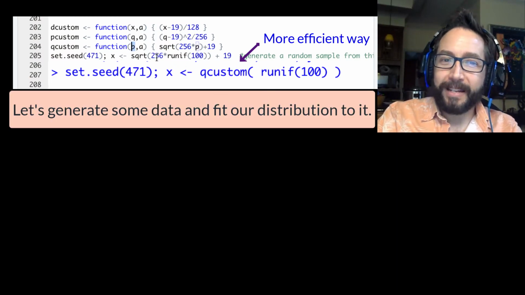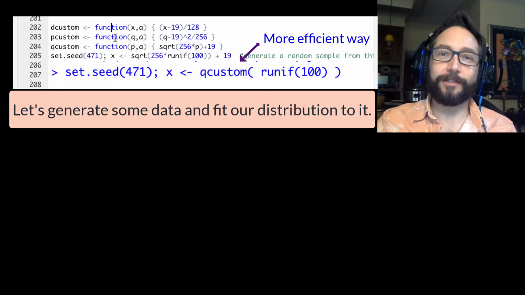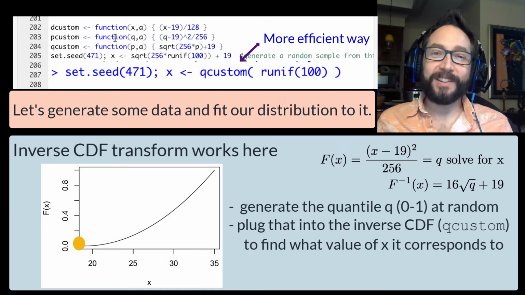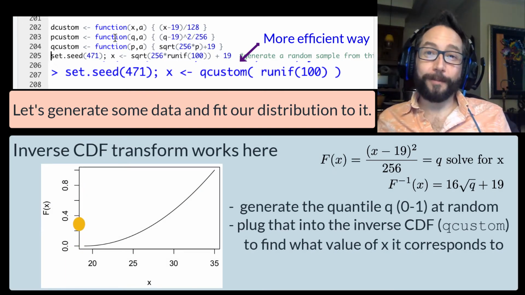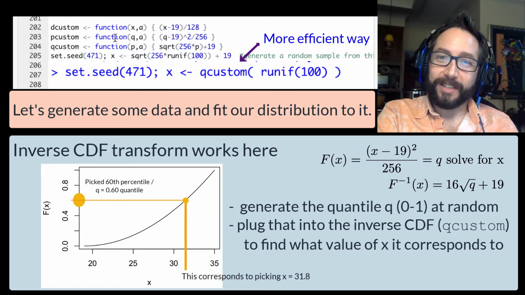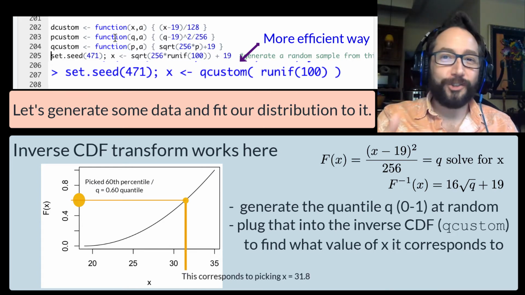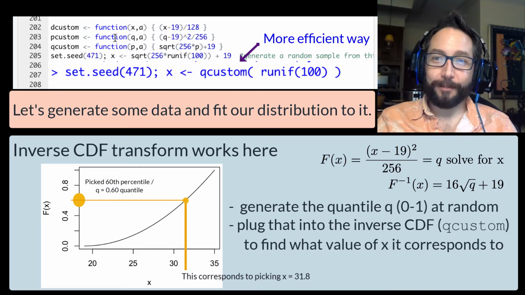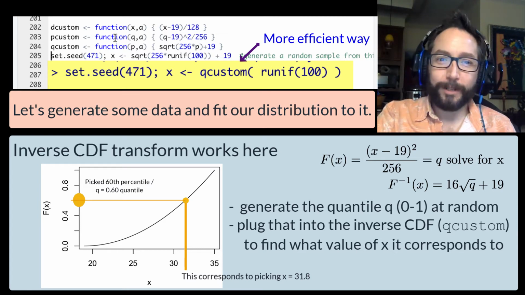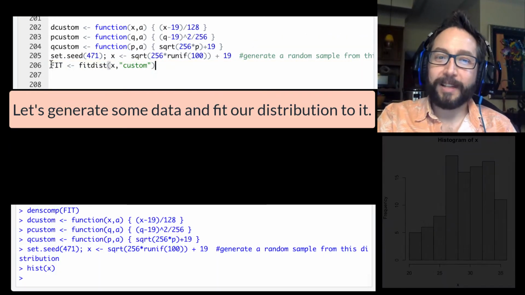So let's define dcustom, pcustom, qcustom, and let's generate some data values just so that we have something to play around with. The nice thing is that the qcustom function actually provides you a way to go from uniform numbers between 0 and 1 to actual values from this distribution using that inverse CDF transform. Just generate the quantiles of the data values at random and then figure out, okay, what value of x does that quantile correspond to? So my inverse CDF transform gets me a bunch of x data values. That's what they look like.